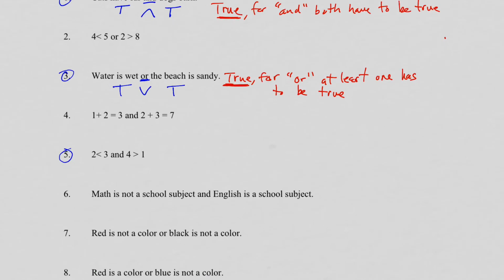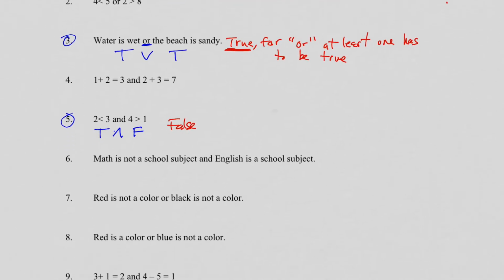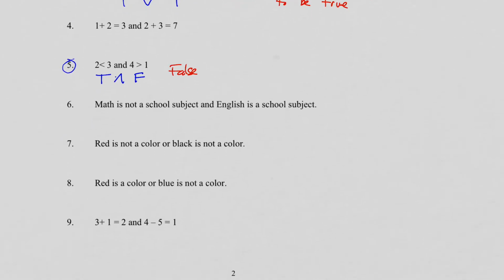So 2 is less than 3. That is true. And 4 is greater than 1. That is false. Okay, so the condition for "and" is that both have to be true, and this is not the case. So this statement will be false. Okay. Now, let's go see number 7.